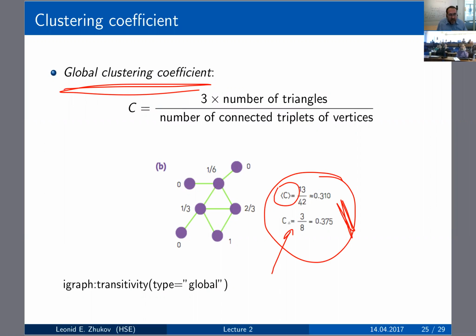But in both cases, the more triangles you got in the graph, the larger this number is, right? So if you want to get a feeling of how many triangles are in there, you compute the number. You sort of know whether your graph is strongly triangulated or not. And you can compute it by just calling the same transitivity function, with the parameter global.